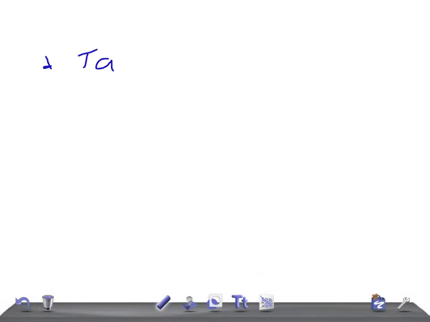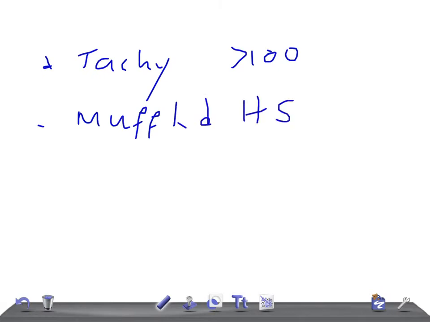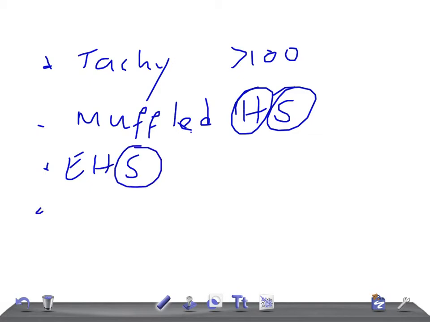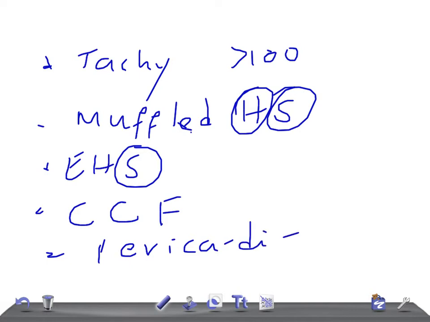One, remember, if there is a tachycardia, more than 100 beats per minute. Muffled heart sounds. Then, if there is an enlarged heart size, and if there is a congestive cardiac failure, if there is a pericardial rub or a pericardial effusion, or if there is any changing of murmur.